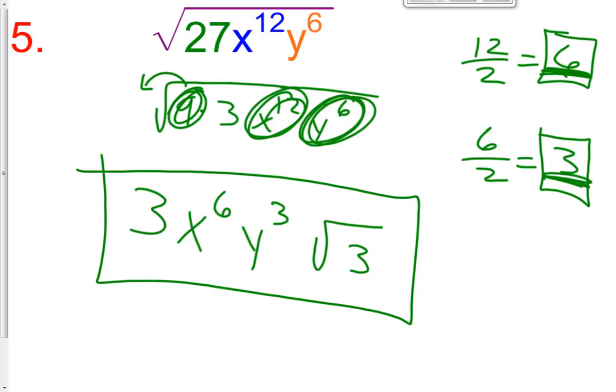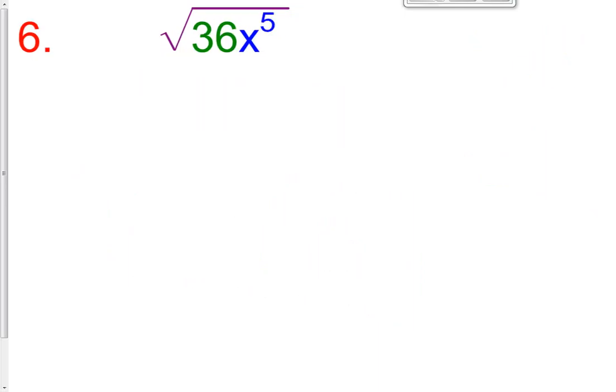Problem number 6, we talk about a whole new animal now. Okay, so pay very close attention to this one. We now have an x raised to the 5th power, which doesn't come out nice and clean when we divide by 2. So here's what we're going to do. We could still take the square root of 36, that part's easy, and we get 6. So a 6 comes outside the radical. Square root of 36 is 6.